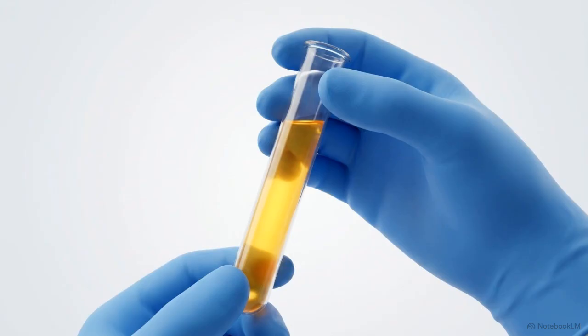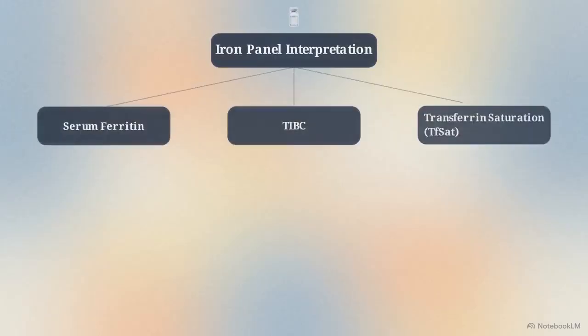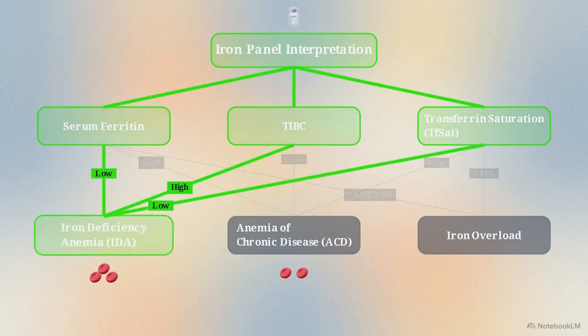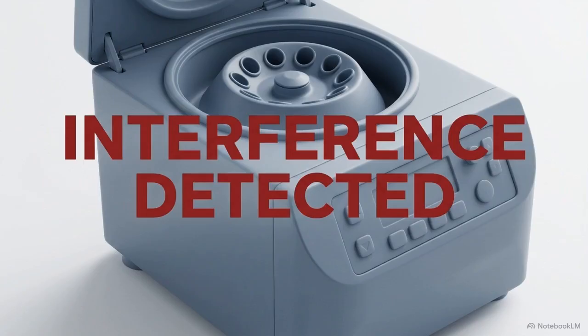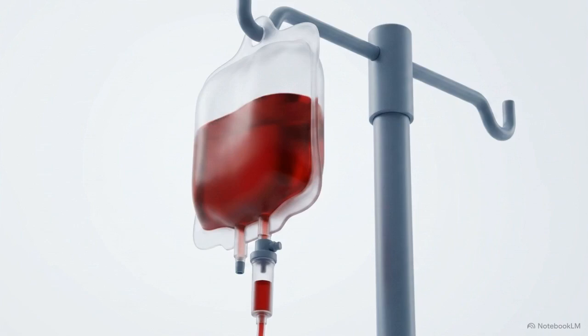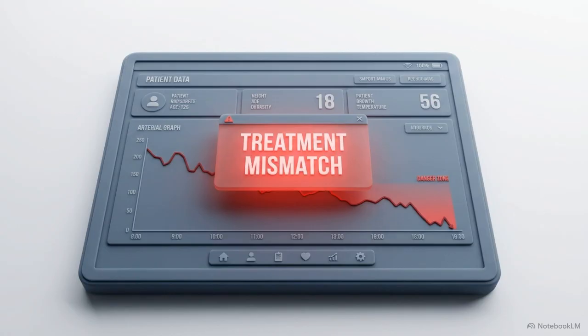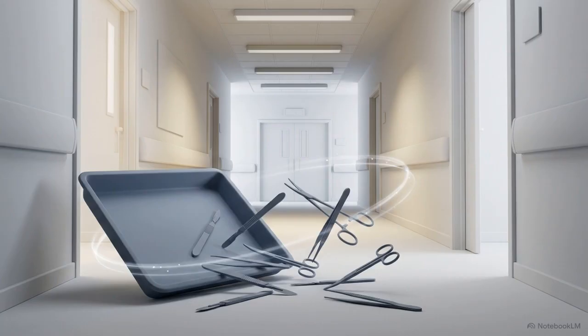Extracting the truth from an iron panel requires mapping complex diagnostic algorithms, troubleshooting pre-analytical interferences, and executing precise acute toxicity protocols. Misinterpreting these derived indices is not an isolated laboratory error. It directly dictates incorrect therapeutic pathways and causes lethal delays in clinical management.